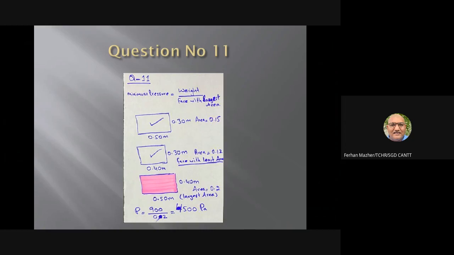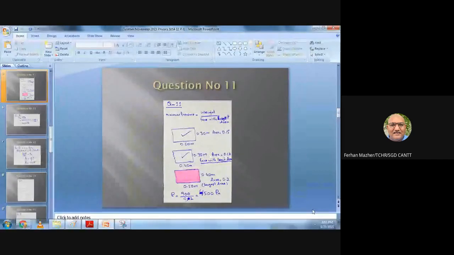And then another face is 0.50 multiplied by 0.40, and its area will be 0.2. So that is the largest area. I told you that the minimum pressure will be weight divided by the area of the largest face. So it will be 900 divided by 0.2, and it will be 4500 Pascal. 4500 Pascal will be the minimum pressure.